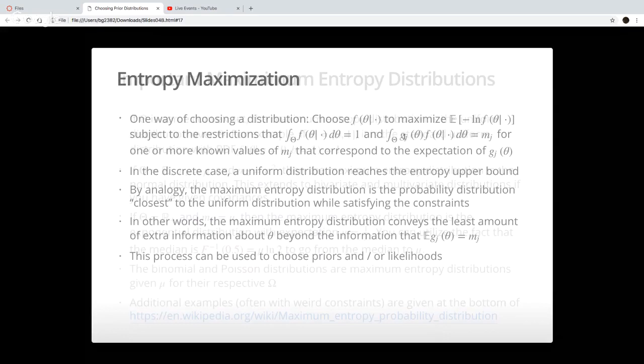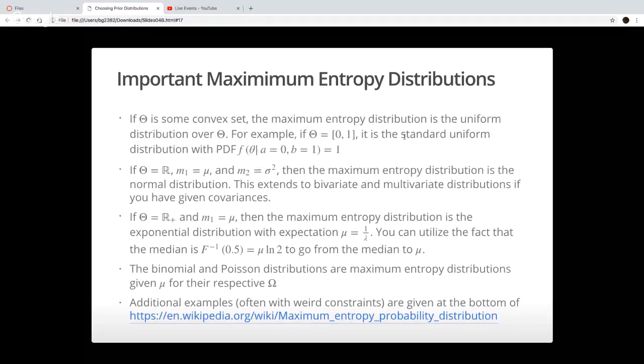So what are these distributions that maximize entropy? If your parameter space is a closed set, then the uniform distribution is going to maximize that entropy. So the standard uniform distribution is just going to have a PDF that is equal to 1 for every value of theta on that unit interval parameter space.